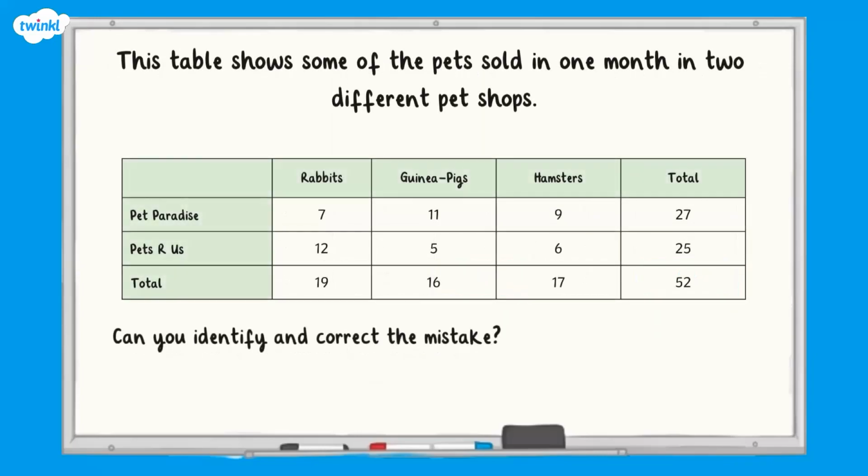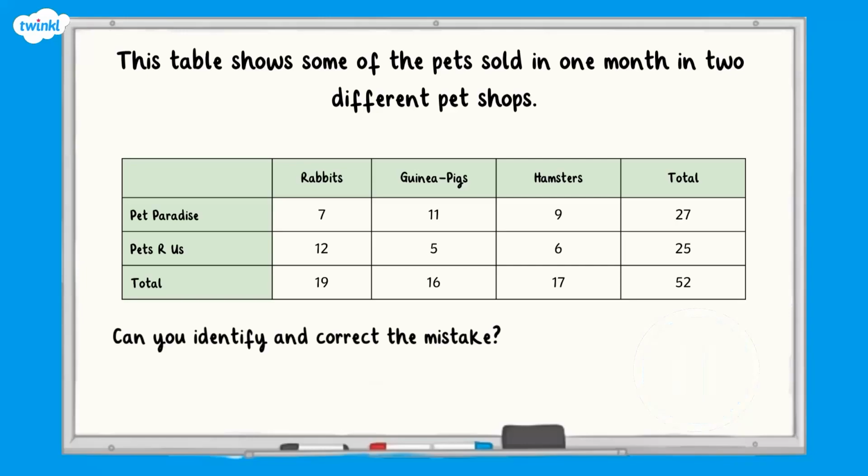Time for a quick challenge. Can you spot the mistake in this two-way table? Pause here and see if you can find it and identify what the correct number should be. Remember to check each row and column to find out which number is wrong and then use the information in the table to work out the correct answer.